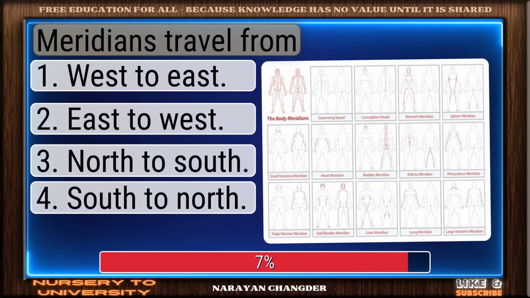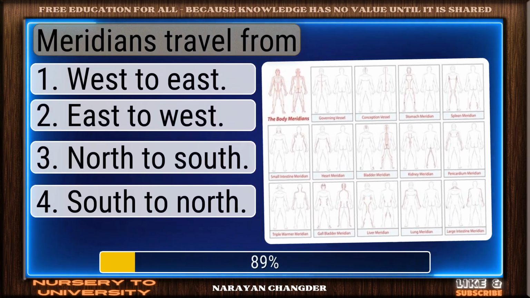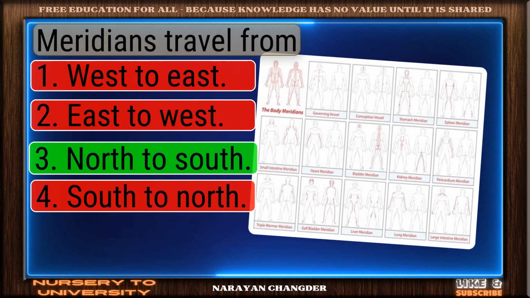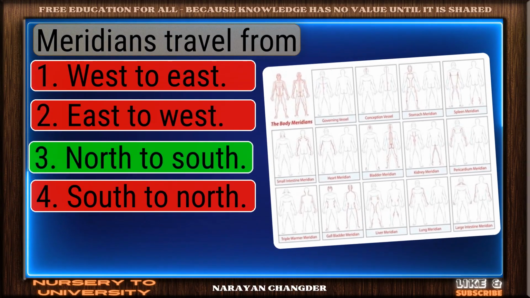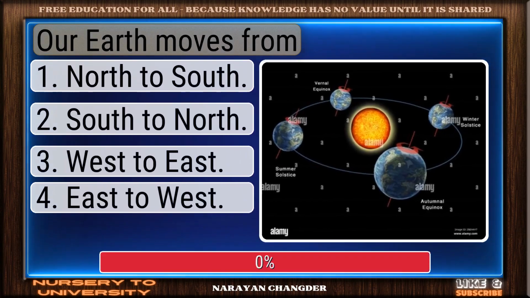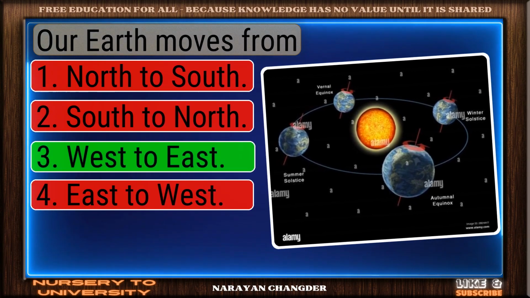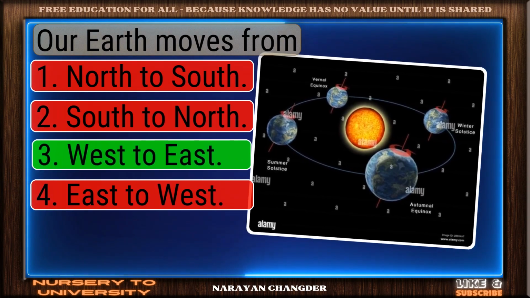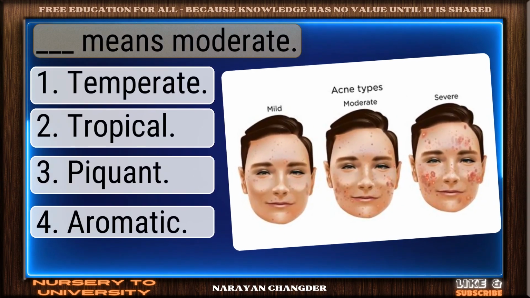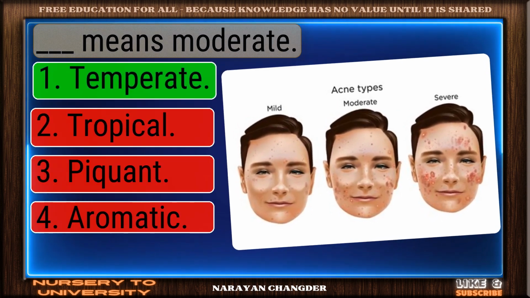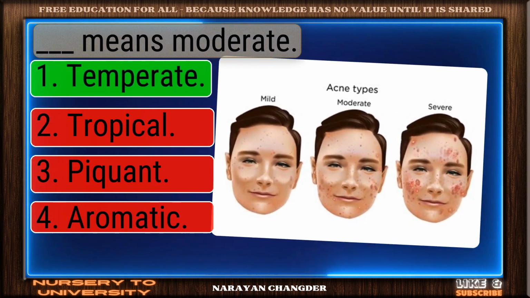Meridians travel from. Clear logic. Your choice north to south is sound and 100% true. Our Earth moves from. Perfect. West to east is the correct choice. Dash means moderate. Excellent. Temperate is a brilliant choice.